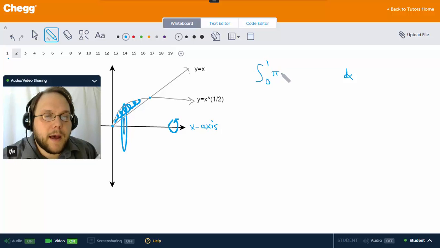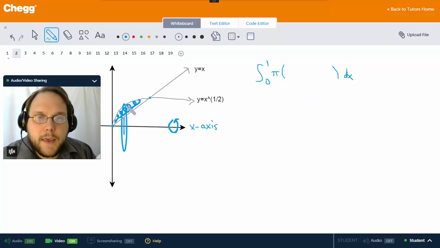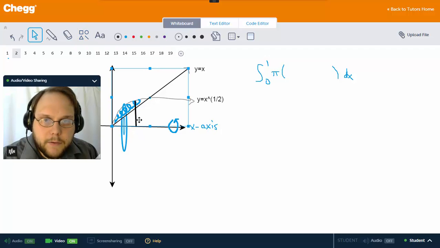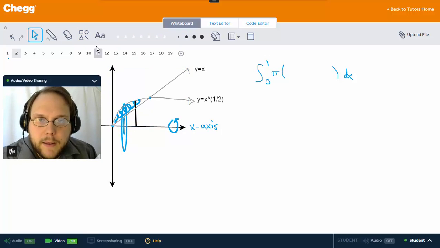So now we have pi, and now we have to figure out the inner radius and the outer radius. We're going to square the outer radius, and then subtract off the square of the inner radius. So here, the outer radius is given by the square root function. The outer radius is right here.